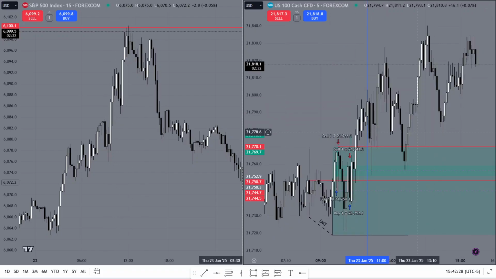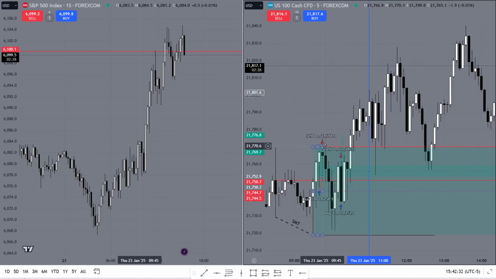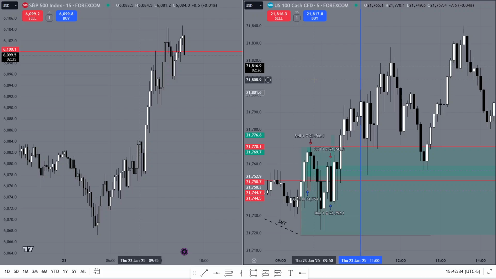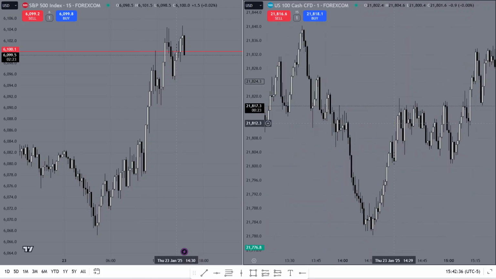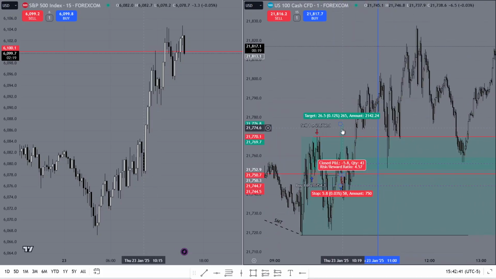Let me just double check. No, it's just a high. Okay, never mind. Anyways, so the point is, why was price respecting this? What is special about this line?